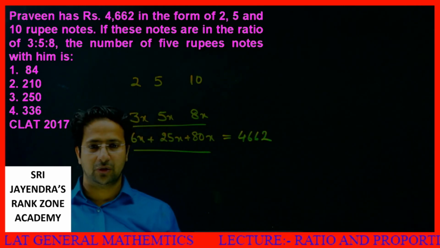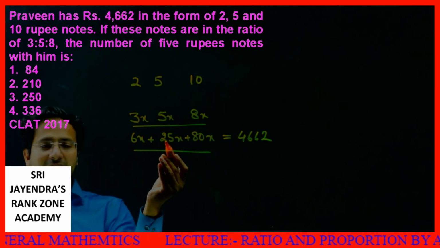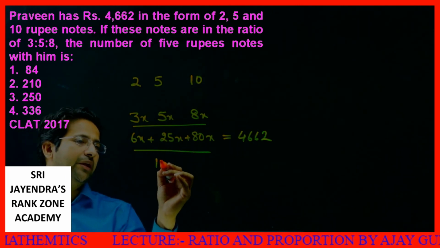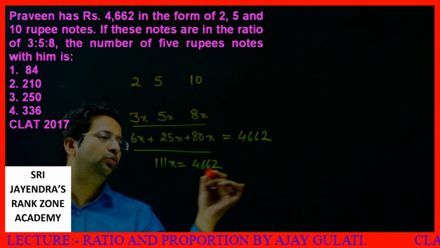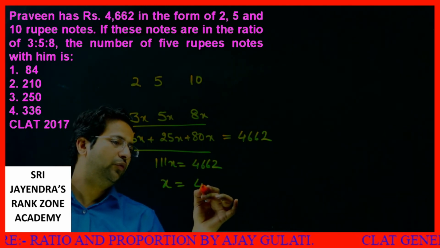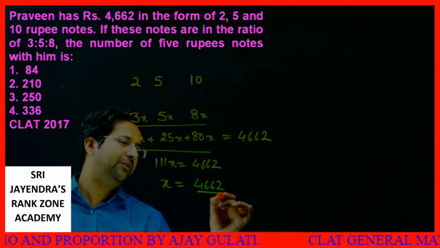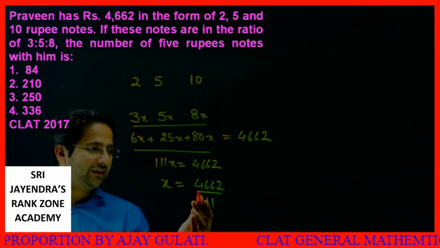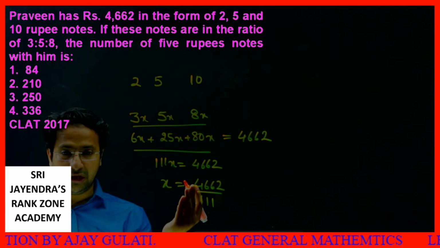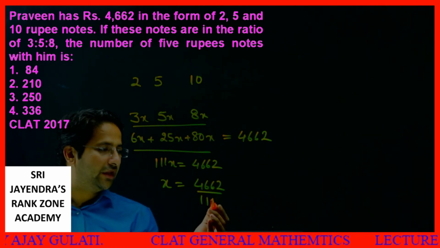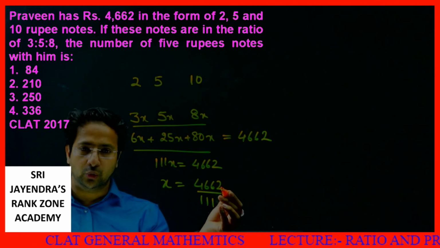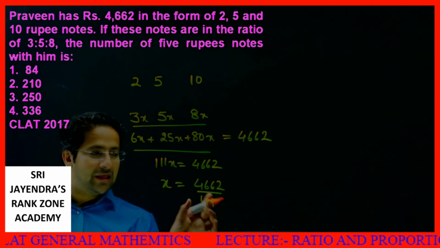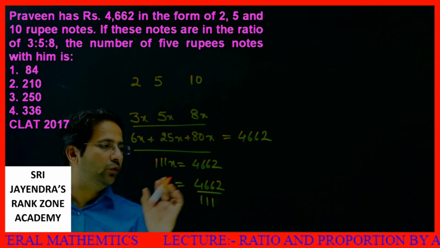4662. If I add this, 6 plus 25, 31, 31 plus 80, 111. 111x is equal to 4662. So x comes out to be 4662 by 111. See, this is 4, so it must be near about 40. 111 into 40, and this is 2, so the unit digit must be 2. So what I'm saying is 111 into 42 will be 4662.